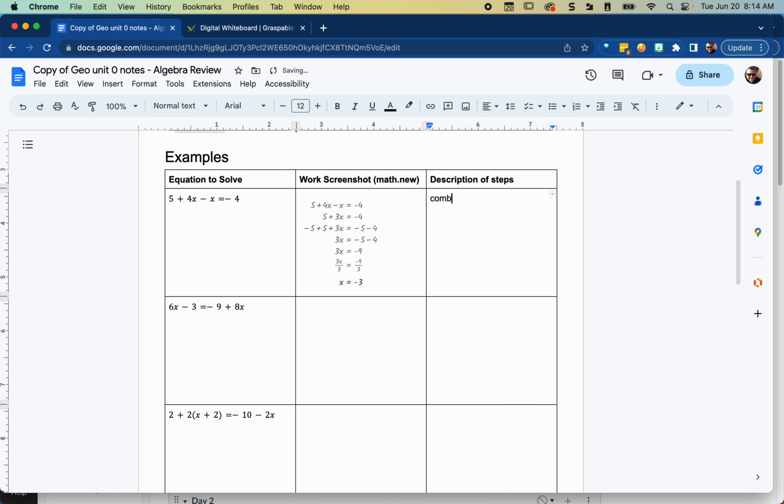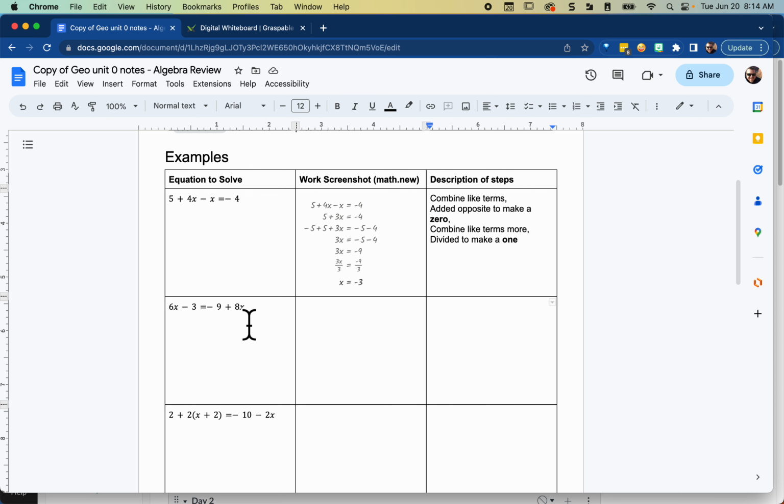So we did combine like terms, then we added opposite to cancel, to make a 0, and then we combined like terms again, and then we divided to make a 1. And you're going to see that sometimes you're making a 1 and sometimes you're making a 0. Almost every move in algebra is doing something like that.